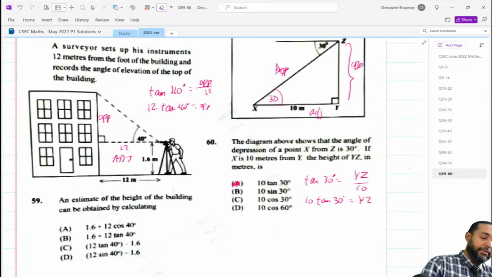And of course, we add in 1.6 to that, right? Because that's the height here. Because this will only give us this piece here, and we need the whole thing. The sum of, so yeah, that's option B.